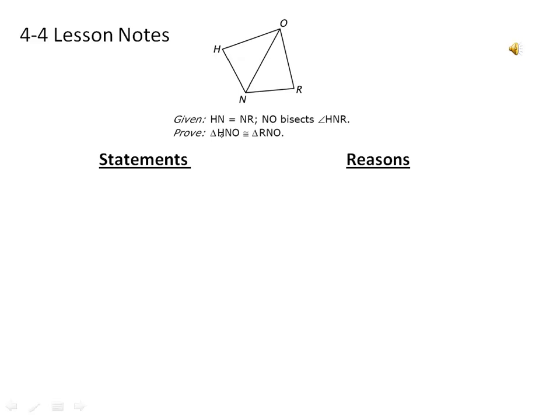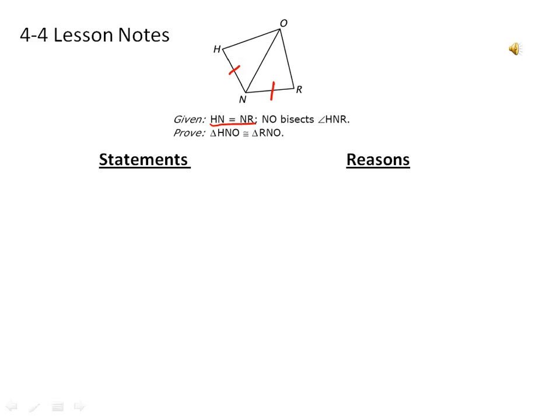So how do you do the triangle congruence proofs? You look at your givens, first of all, and you normally have a figure like this picture up here. And then you take your givens and use them to mark up your figures so you can see what you have. You're supposed to be proving that triangle HNO is congruent to triangle RNO. They've given you some information to start with. They said HN equals NR. So I mark those equal. Then they say NO bisects angle HNR.